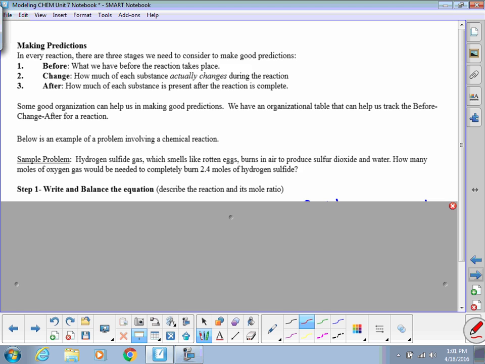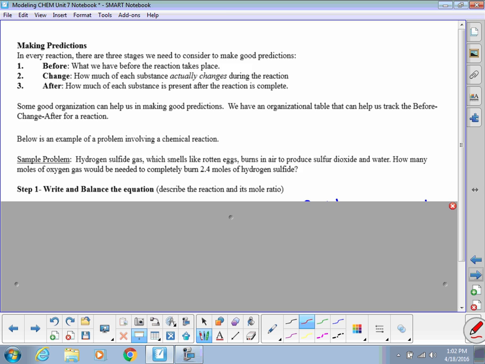So as far as the stoichiometry process on its own, in every reaction there are 3 stages to consider to make good predictions, and that is before, change, and after. The before is what we have before the reaction takes place. Change is how much of each substance actually changes during the reaction, so how much reactant is used, how much product is produced. And then after, how much of each substance is present after the reaction is complete. Good organization can help us make good predictions. Therefore, we have an organizational table that can help us track the before, change, and after for a reaction.